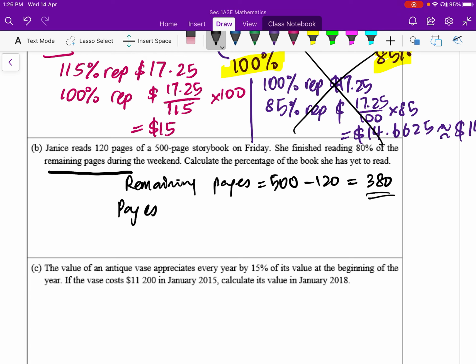Pages yet to read will be 20%, right? If she read 80% of 380, then what's left will be 20%. 20% of what? Of 380. The 500 is no longer relevant to us. It is just 20% of 380 left.